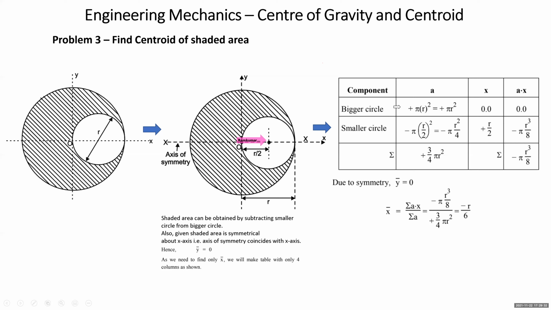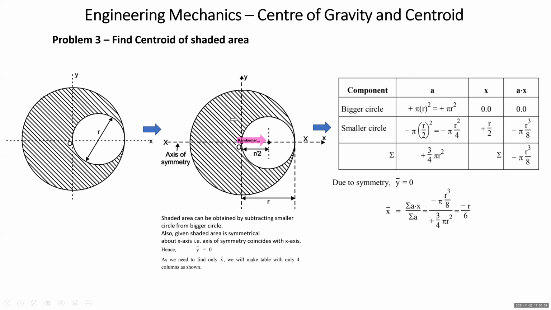Now I have taken the bigger circle area as plus pi r square. Smaller circle area has radius r by 2. It is to be subtracted to arrive at the shaded area, so I'll take it as minus pi times r by 2 whole square, minus pi r square by 4. If you add them up, it comes out to be 3 by 4 pi r square. This is nothing but the shaded area. When you say summation A1 plus A2, this should give you the shaded area.